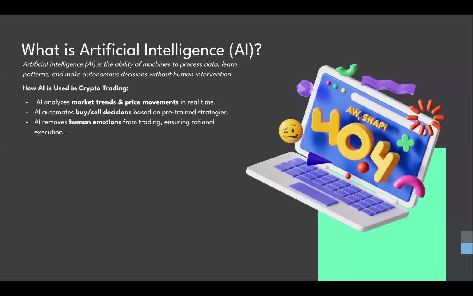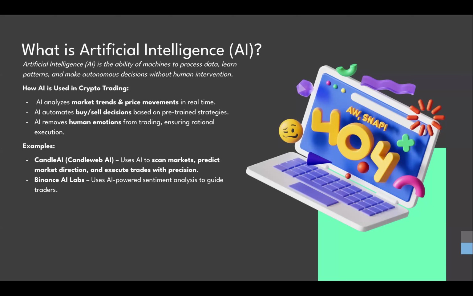And then AI removes the human emotions that we mentioned earlier from trading, like emotional trading and emotional bias. AI removes this from trading, ensuring rational execution based on the data it has. So for example, Candle AI uses AI to scan and predict the market direction and execute trades with precision based on the market in real time.